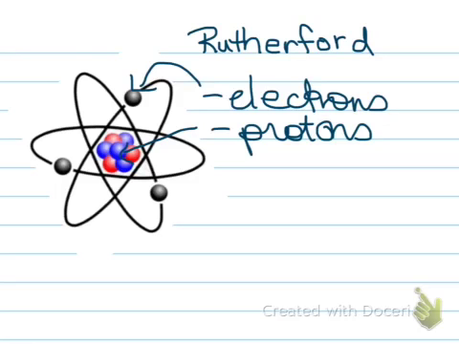So what did he theorize? He theorized that each atom contained electrons and protons, just as other scientists did before, and they had spaces between them. He thought that the protons were in the nucleus, and the electrons were around the nucleus.